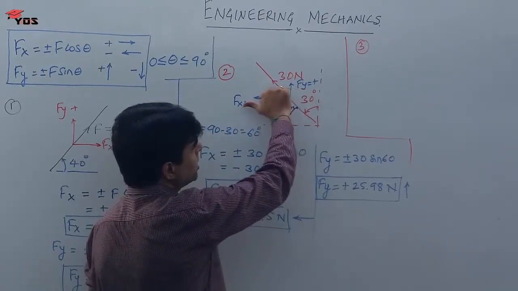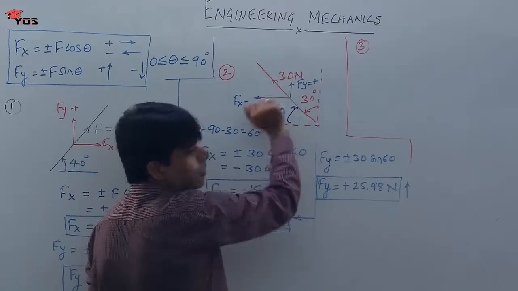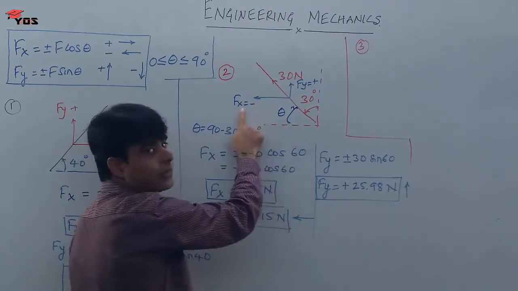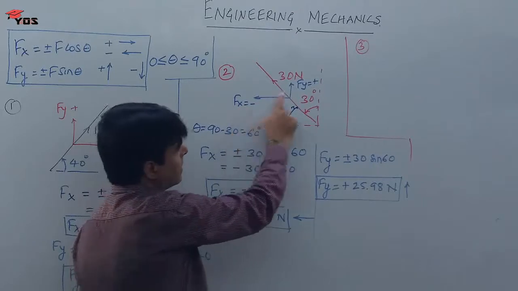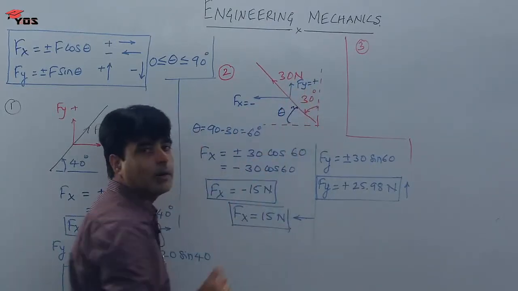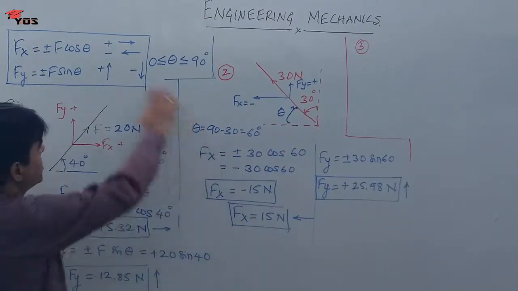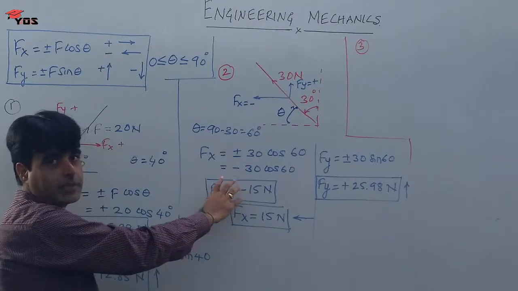You can say this x component is left whereas this is going upward. So since it is left, that is why the x component is minus, and this is going upward, therefore the y component is positive. Now let us make use of these equations to get the x and y components.